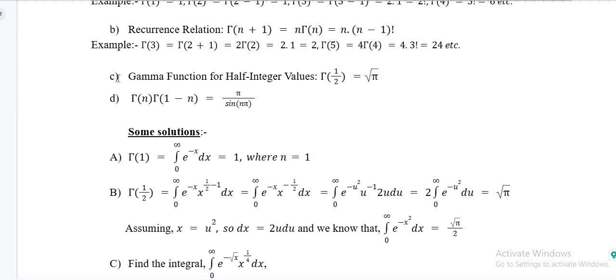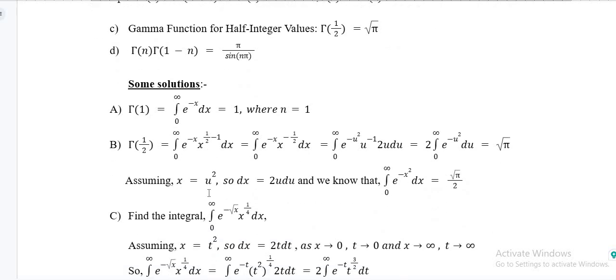Now what is gamma half? We have considered this case, the gamma half. Gamma half can be written as integration 0 to infinity e to the power minus x, x to the power n minus 1. So this is half minus 1. So it comes e to the power minus x, x to the power minus half dx. Now to solve this integral, we are considering x is equal to u squared. So obviously dx can be given as 2u du.